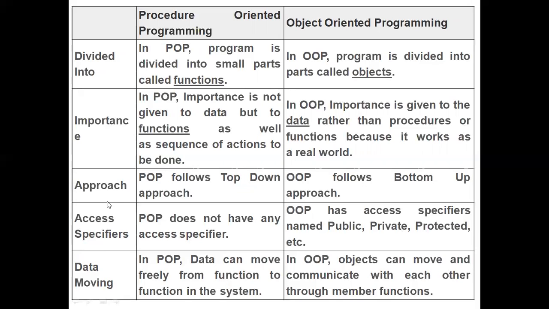Next, properties, data moving. Data can move from one function to another function very easily. But in object-oriented programming, if you want to communicate data from one function to another function, first you have to make the function in a class. Then with the help of an object, if your function is public, and the other function of the other object is also public, then these functions can access or move data.